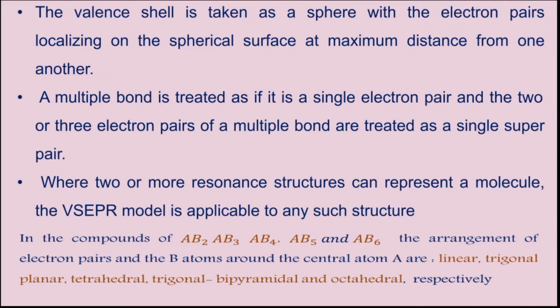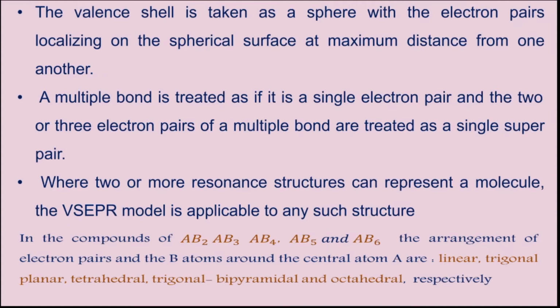The multiple bond is treated as if it is a single electron pair, and the 2 or 3 electron pairs of a multiple bond are treated as a single super pair. That is, if multiple bonds like double or triple bonds are present in a compound, then those bonds are also considered as a single pair. Where 2 or more resonance structures can represent a single molecule, the VSEPR model is applicable to any such structure. Even for resonance structures, VSEPR theory is applicable.